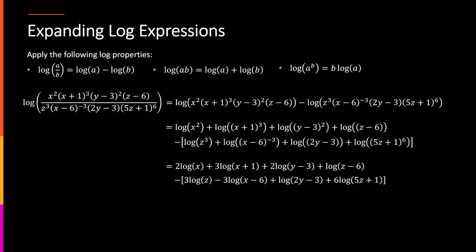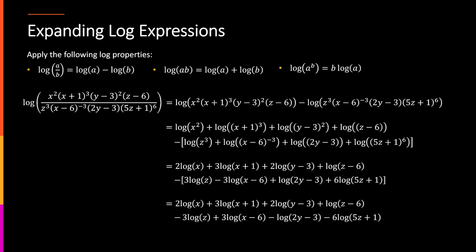Last but not least, as I keep saying, I need to worry about this negative. So now I'm going to distribute that negative. So that negative distributed, I got the minus 3 log z. This minus 3 became a plus 3. This plus log becomes a minus log, etc. So make sure I very carefully distribute all those negatives. Okay? So this is the process of expanding logs.